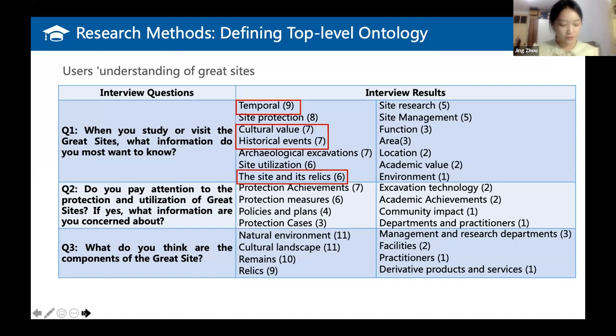And the interviewees generally believe that the elements of a great site include relics, remains, natural environment, and cultural landscape. Thus, curators and practitioners of museums and cultural relics departments pay more attention to the excavation, protection, management, utilization, and research activities of great sites.